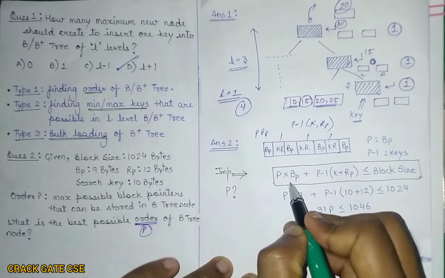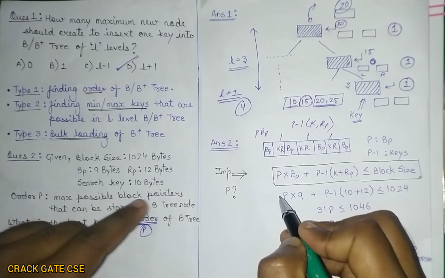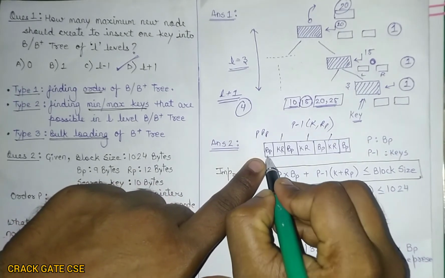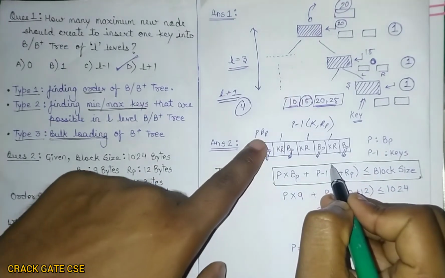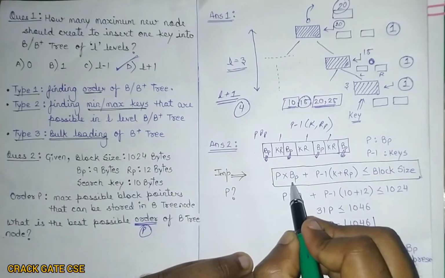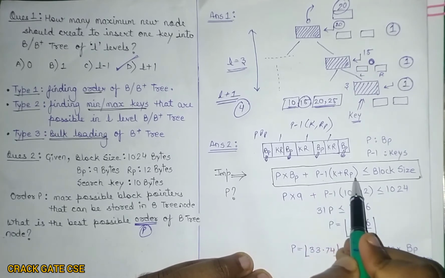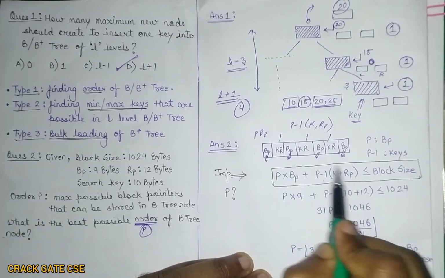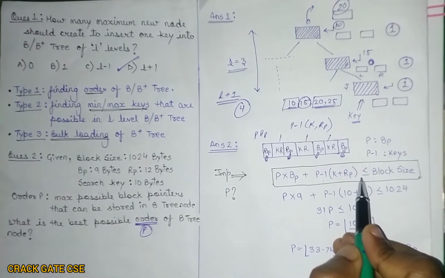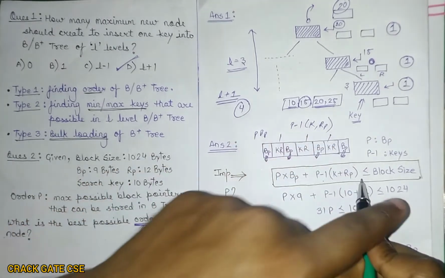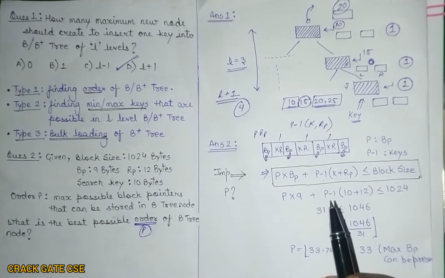What should that formula be? First of all, you need to understand what the order is. Order is nothing but the maximum possible block pointers. If there are P block pointers, that means P into BP plus P minus 1 key and record pointer pairs. The size of all these should not exceed the given block size, because this is the general criteria. This is a formula that you have to remember.